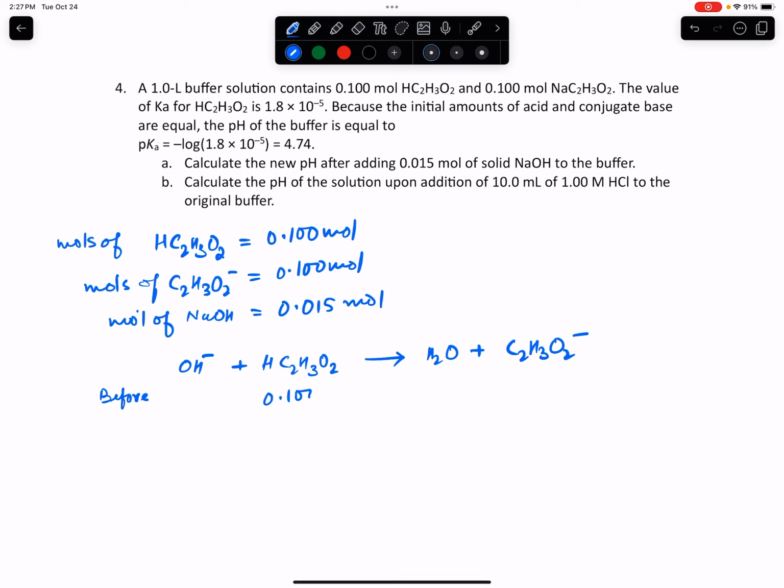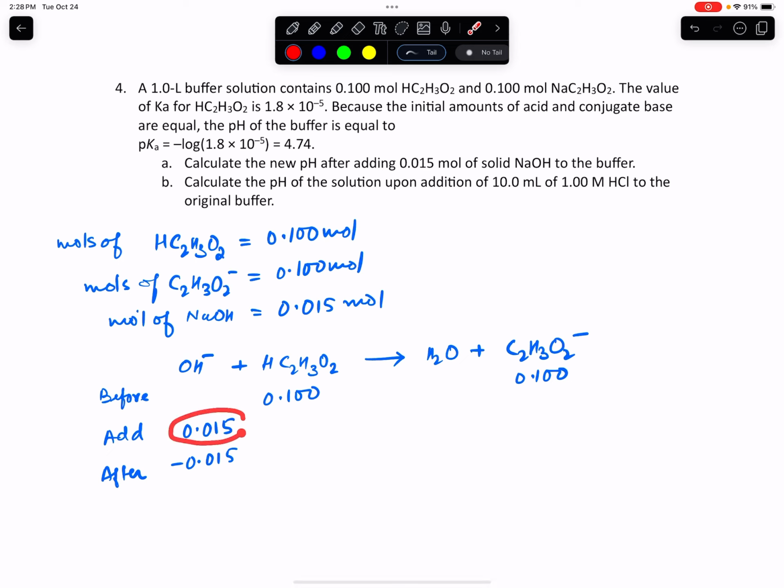So that's going to be 0.100 and 0.100. Now we're going to add. When we add the base, we add 0.015. After we add, this is what will happen: all the base gets consumed, so we subtract 0.015. Since this amount of base reacts with the acid, the moles have to equal each other. So the amount of acid that is consumed is 0.015 as well, the same number of moles as the base.